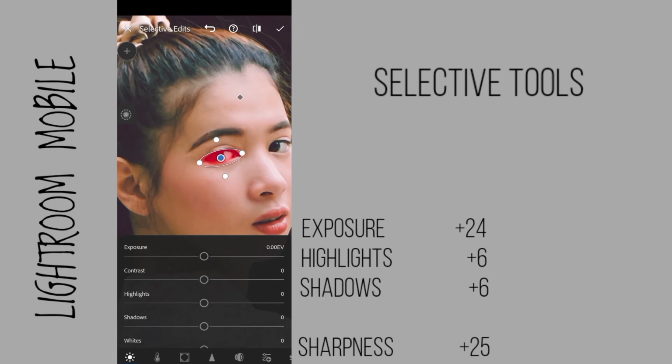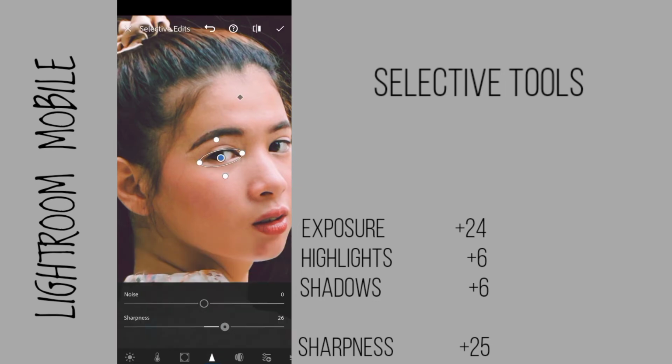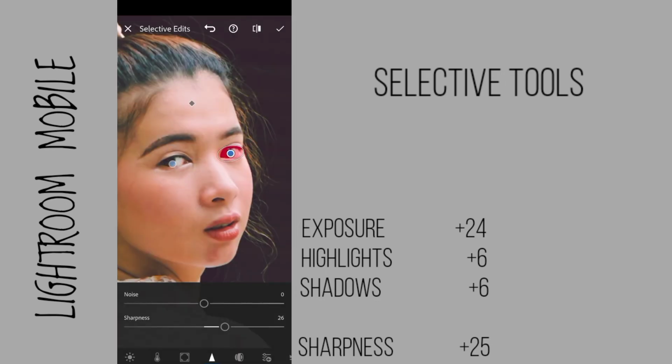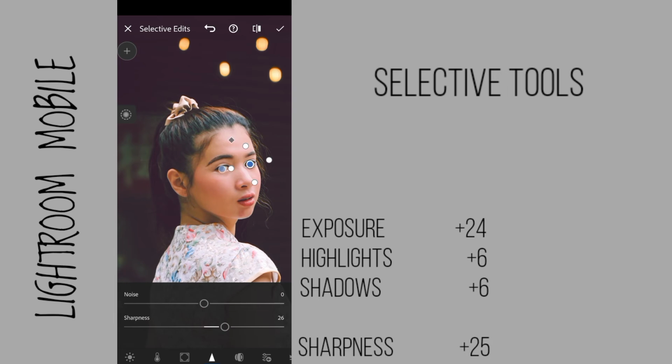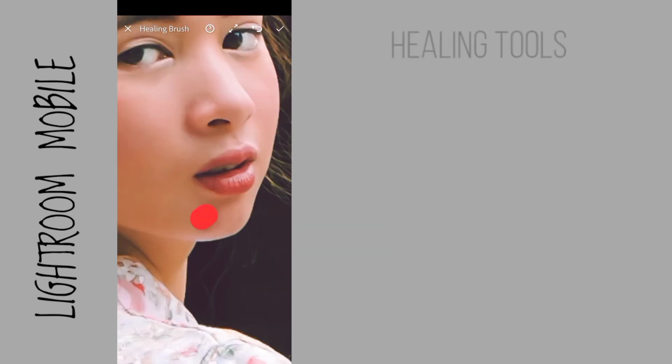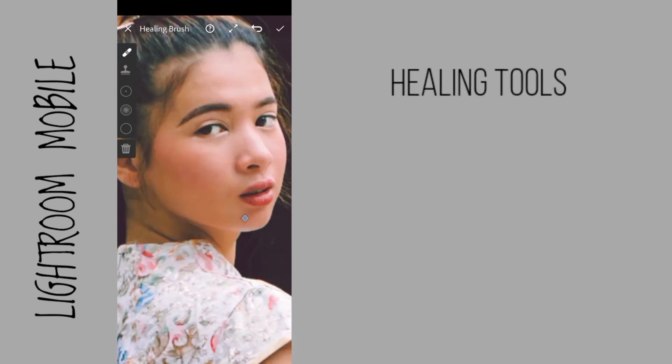And adjust the exposure to +24, highlights to +6, shadows to +6, and sharpness to +25, to brighten and give more details to the eyes, and then duplicate the radial filter and bring it to the other one. Go to the Healing tool. I use the Healing brush to remove blemishes.